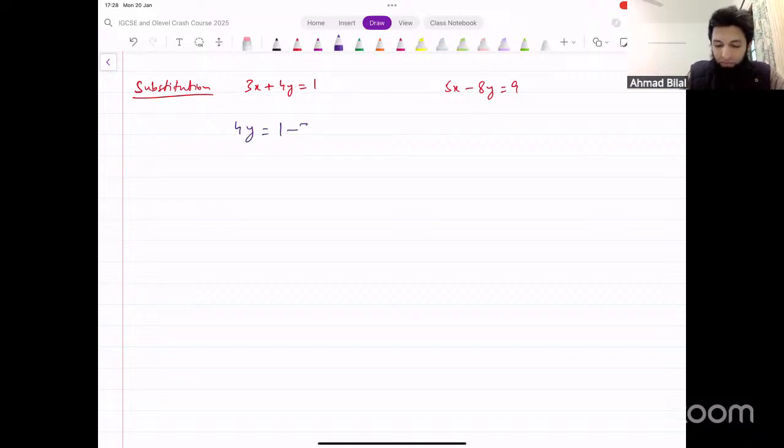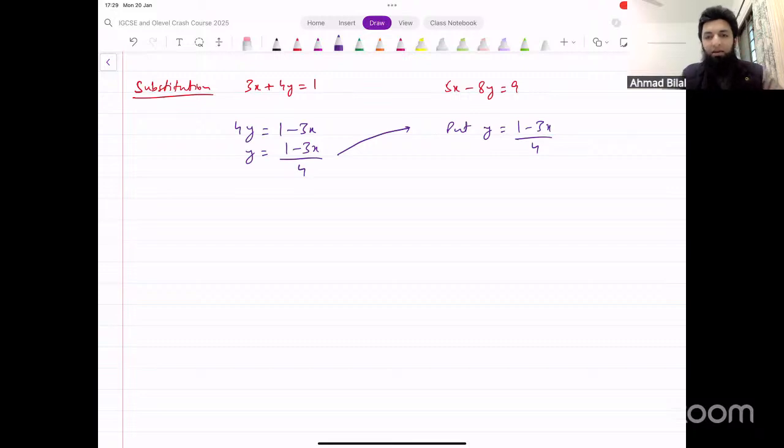4y equals 1 minus 3x, divided by 4 on the other side, and that will be 1 minus 3x whole divided by 4. And now put this in the other equation. So you put y equal to 1 minus 3x over 4 in this other equation. So the idea is make one variable the subject from one equation, put that in the other equation. Generally, you would make such a variable the subject that does not have any coefficient.